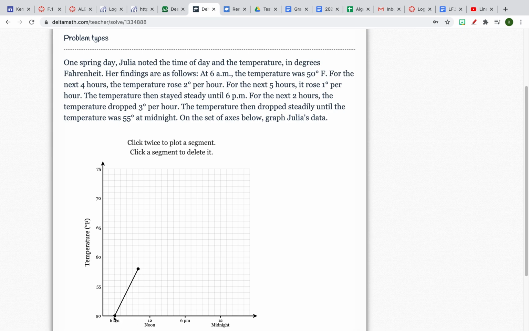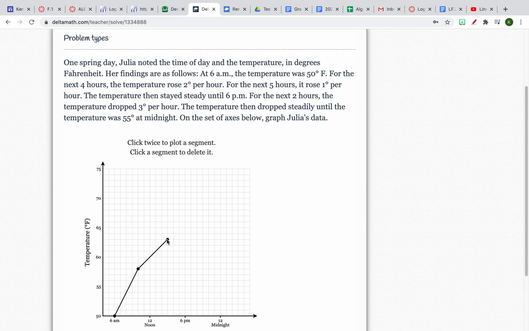And you can see that you go up 2 over 1, 2 degrees per hour. Up 2 over 1, 2 degrees per hour. For the next 5 hours, it rose 1 degree per hour. So from here, it's going to go up 1 over 1. Up 1 over 1, that's 2 hours, 3 hours, 4 hours, 5 hours.